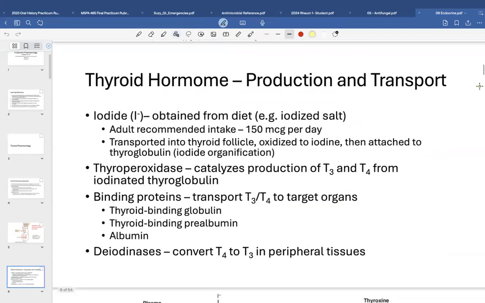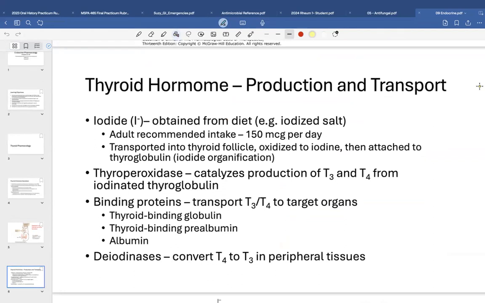So again, iodine is an ion that's obtained from the diet. For example, iodized salt contains, of course, iodide. The recommended intake is about 150 mcg per day. Dietary iodide is transported to the thyroid follicle. The thyroid, of course, is where iodide tends to concentrate in the body. It attaches to thyroglobulin. That is called organification, when the dietary iodide attaches to the protein.